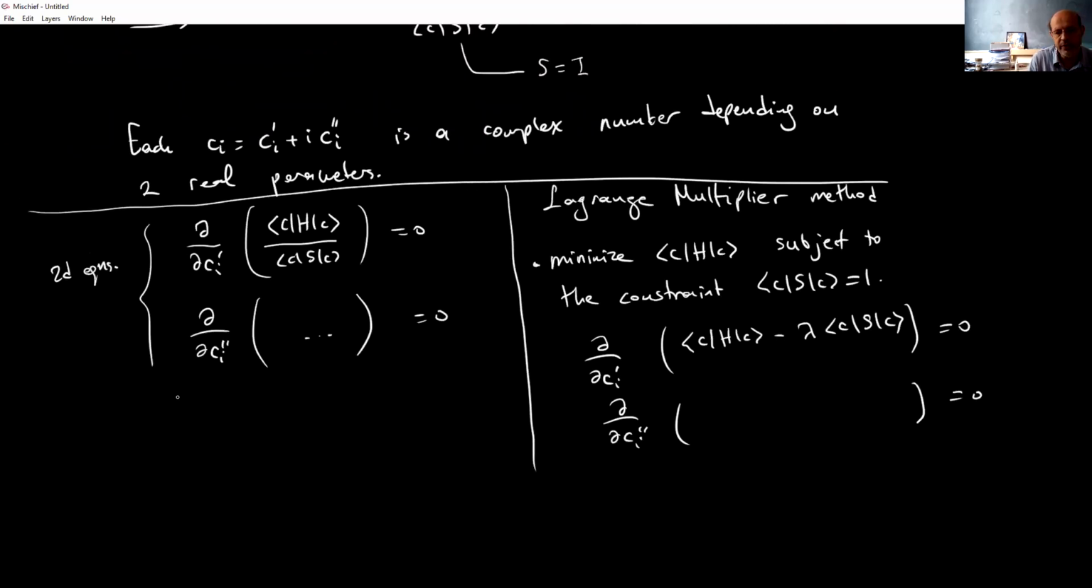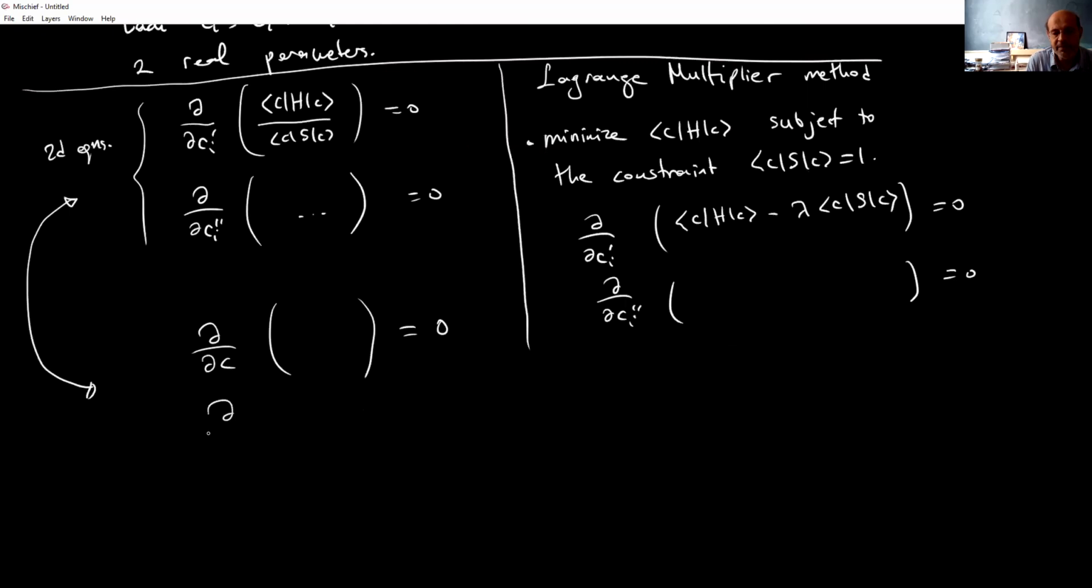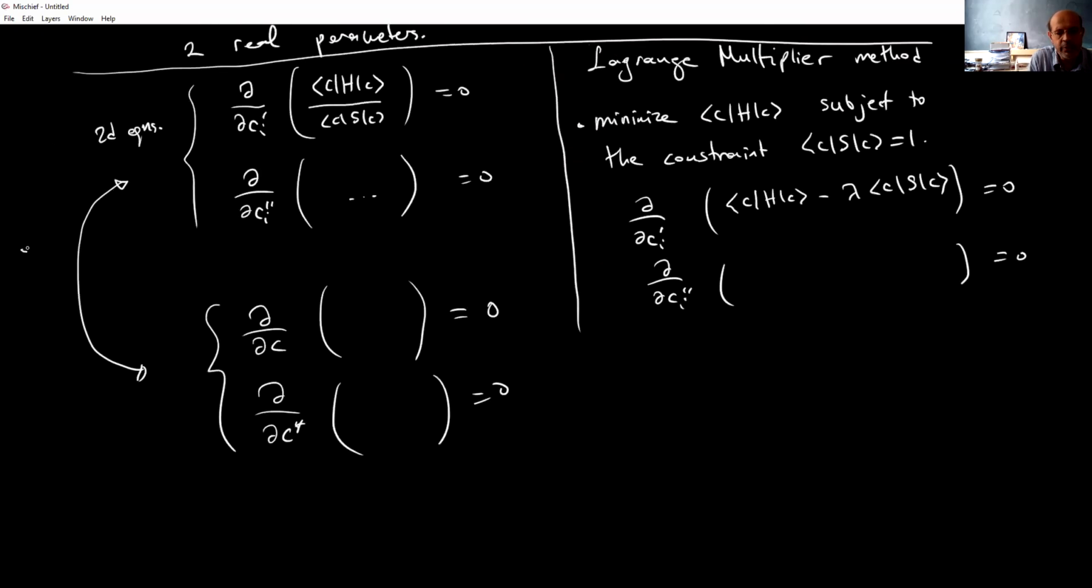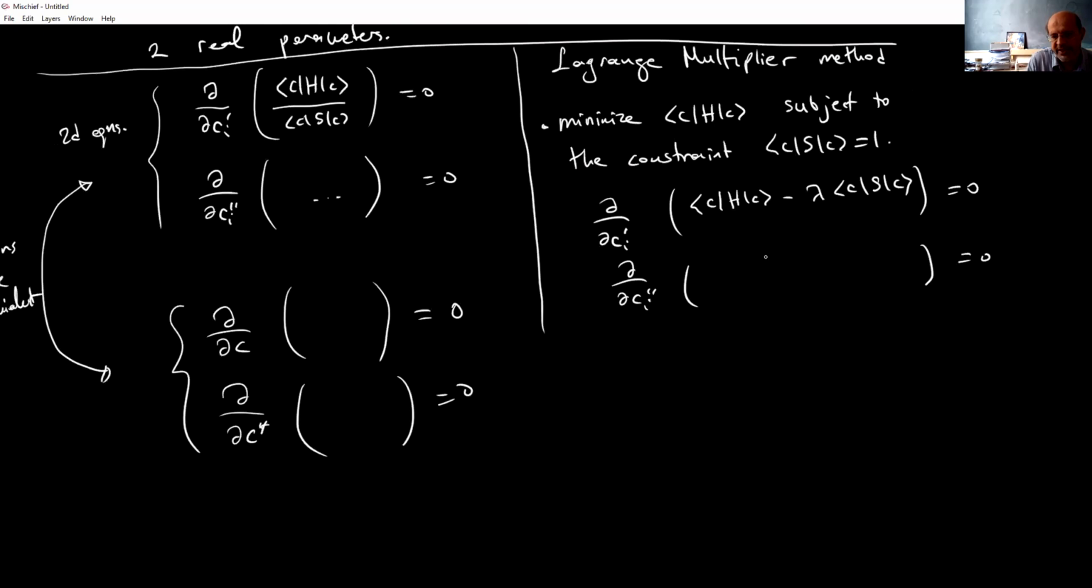Okay, so here is the interesting part. I can think of these sets of equations to be basically the equations with respect to the derivative of this thing with respect to the complex parameter and its complex conjugate, okay? So let's say it like this. The equations are equivalent, okay? So you can do the same thing for the Lagrange multiplier approach as well.